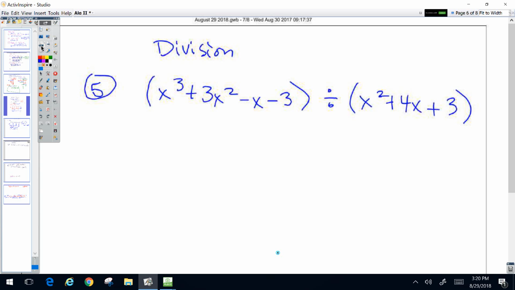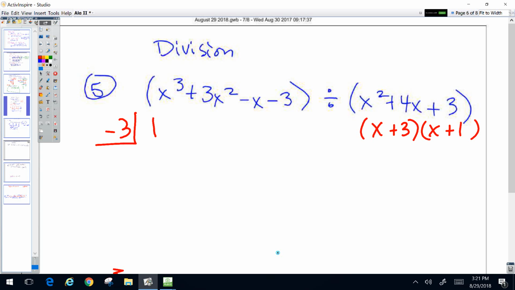In order to synthetically divide, we would have to take our divisor and factor it. What are the two factors of x squared plus 4x plus 3? It gives us x plus 3 and x plus 1. Those are the two factors. We're going to synthetically divide, but because we have two factors, we have to synthetically divide twice. It doesn't matter which one we start with. Would you like to start with the -3 or the -1? -3.